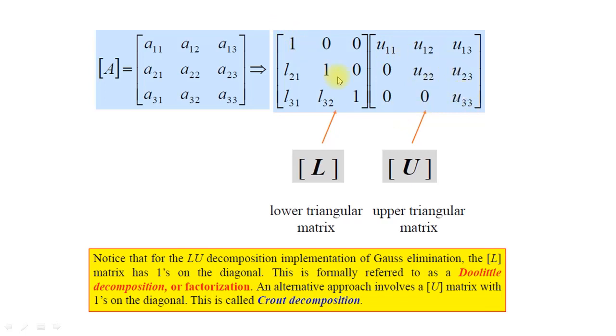So if we put 1, 1 on the diagonal of the lower triangular matrix, then the decomposition is called the Doolittle method. And if we put these 1, 1 on the diagonal of the upper triangular matrix, then the method is called Crout's decomposition method. So in this lecture I will tell you about these two methods, Doolittle decomposition and Crout's decomposition method. So this is the procedure of the decomposition of matrix A into L and U matrices.